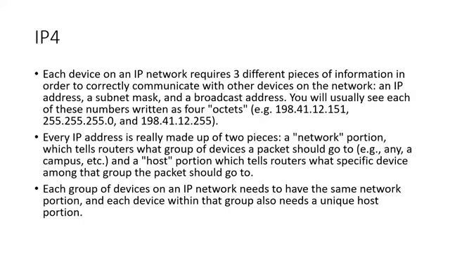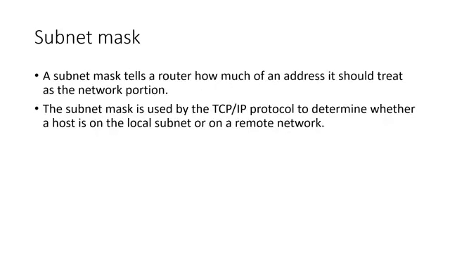Computers also have IP addresses, and someone will say, if I'm looking at this series of numbers, 198.41.12.151, how do I know which part of the IP address is the surname, or the network portion, and which part is the host portion? The subnet mask is what allows you to know which portion of the IP address belongs to the network and which portion belongs to the host. The subnet mask tells a router how much of an IP address it should treat as the network portion.